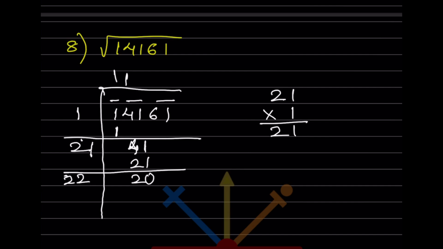So now this is a smaller number. Now look, compare this one. This is 22 and this is 20. So definitely it's not possible. So we have to take this group down. So you will write here 61.